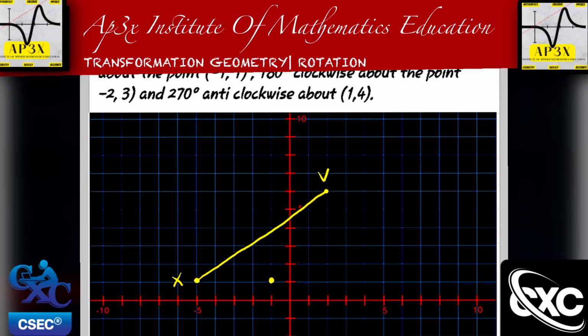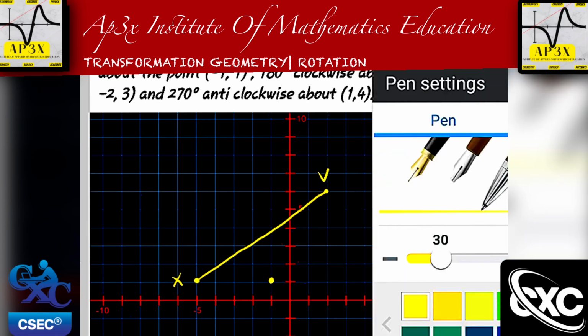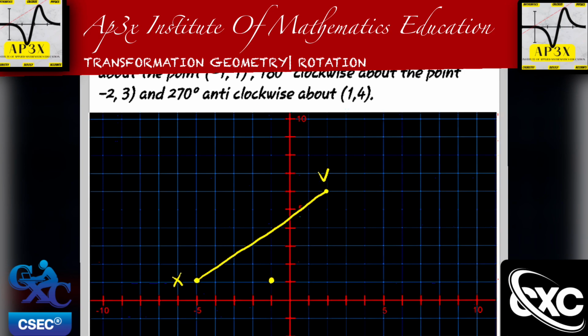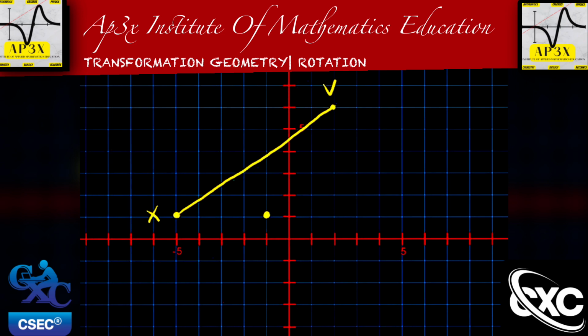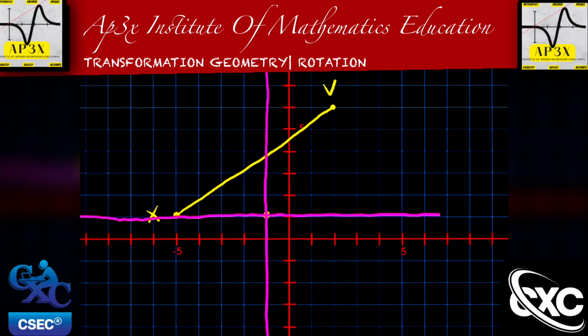Now, how do we adjust for this new point? As the instruction suggests, we're going to create new lines. So we're going to create an x and y axis around this point here. I'm going to use my pink line as my axis. So here I'm going to draw a y axis through here. Then I'm going to draw an x axis through this point here.